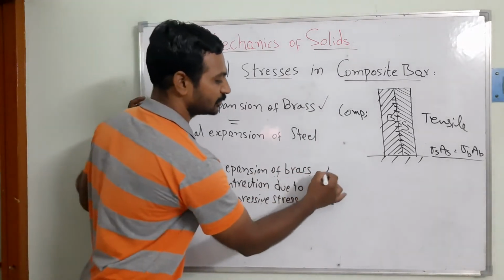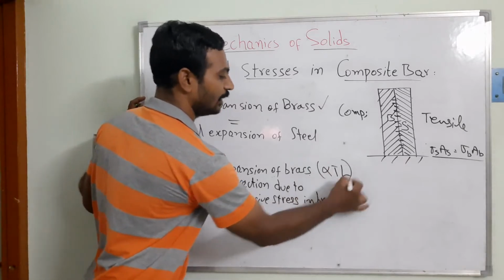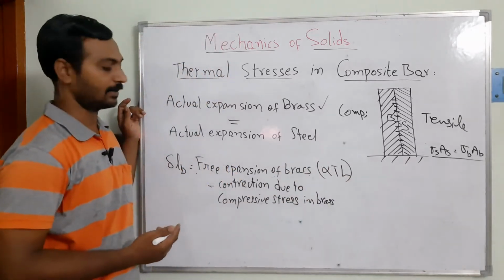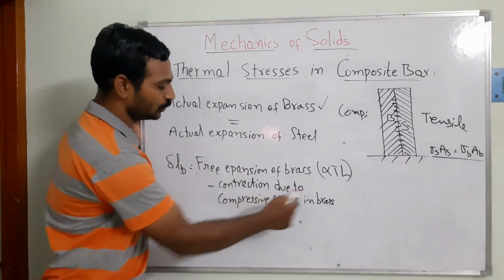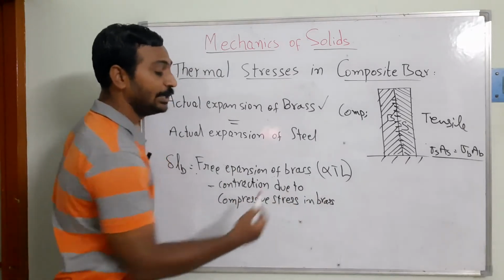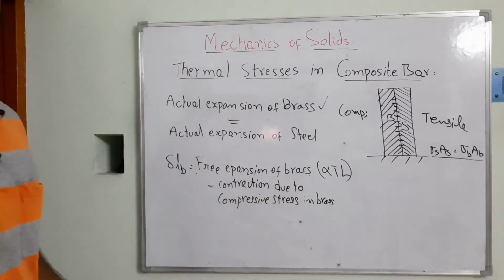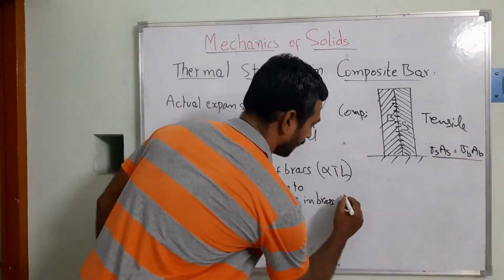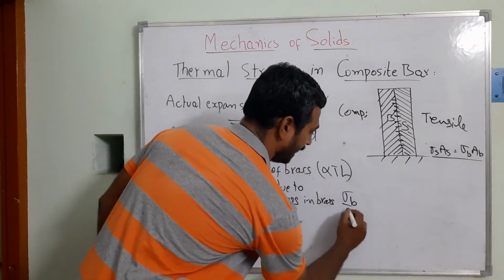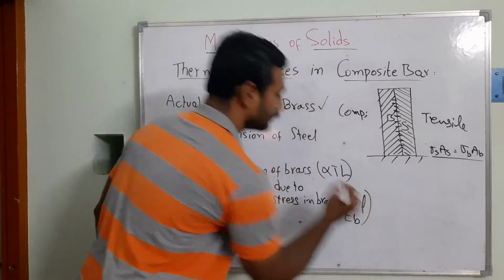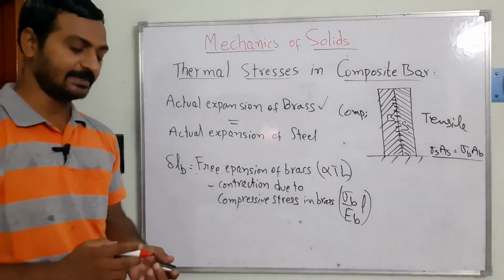That is, the free expansion is equal to alpha T L, which is going to be the free expansion of the bar. And similarly, the contraction due to the compression stress induced in the bar, that I am going to write over here. So here I am going to write sigma B by E B into L, that we have seen in the previous video lecture.